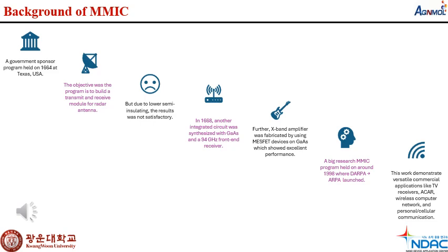Furthermore, in 1964, another integrated circuit was fabricated with gallium arsenide, with a 94 GHz front end and receiver. After that, an X-band amplifier was fabricated using a MOSFET on gallium arsenide. At that time, the performance of this MMIC technology was very outstanding.